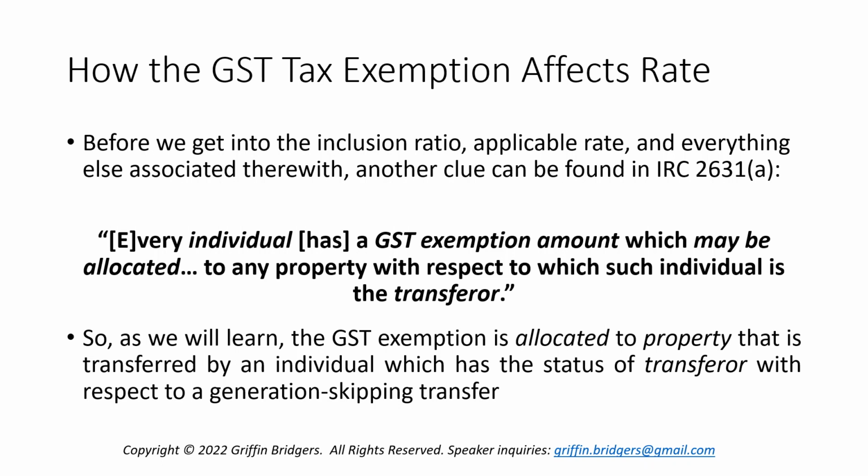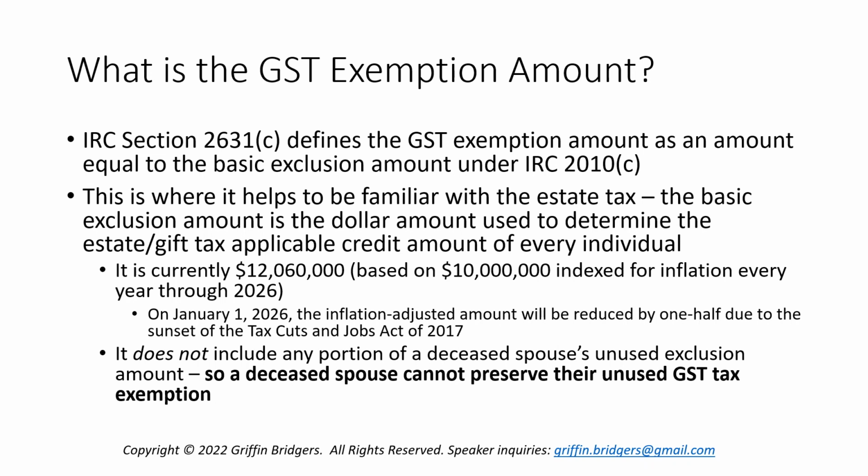So, really the mechanics we're going to learn over time is that this GST exemption amount is allocated to property that is transferred by an individual who has the status of transferor with respect to a generation skipping transfer. So I know that's a mouthful, but really allocation is italicized here because it's going to drive this. And property is italicized because it's going to be the value of that property that determines the amount of GST tax exemption that is indeed allocated. Now, this isn't a presentation today about the allocation itself. That's to come, because before we can get into allocation, we have to know what our GST exemption amount is.